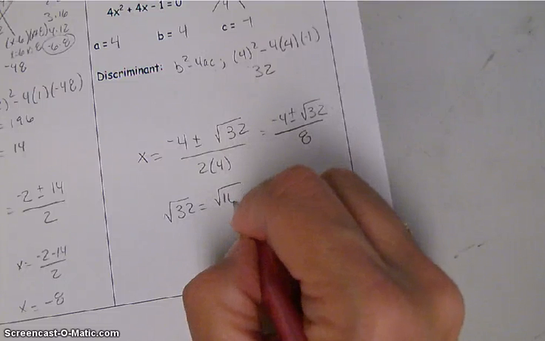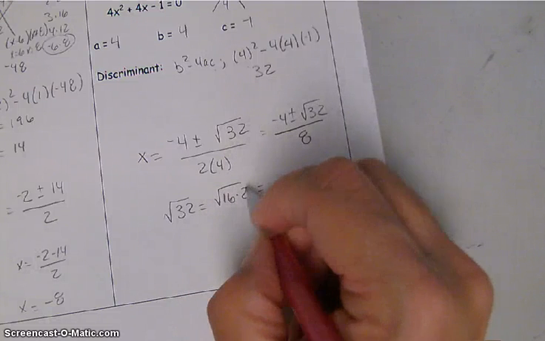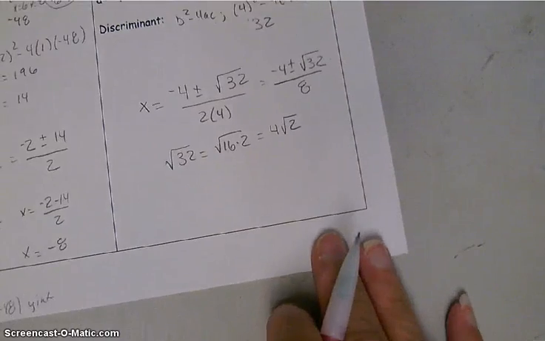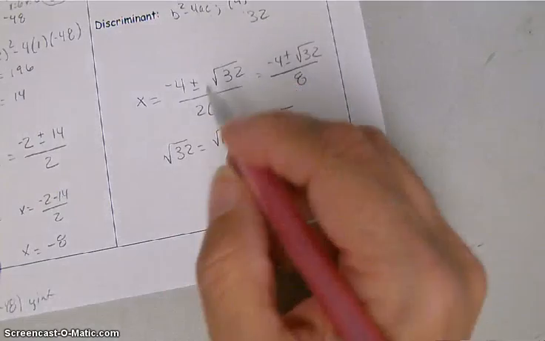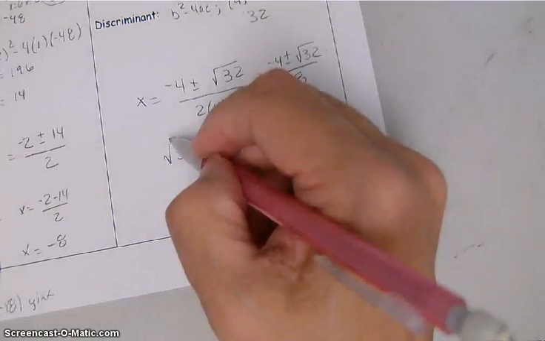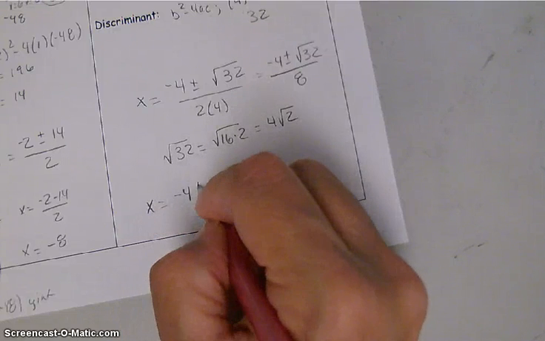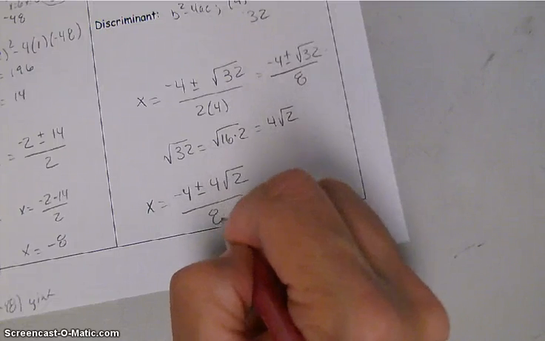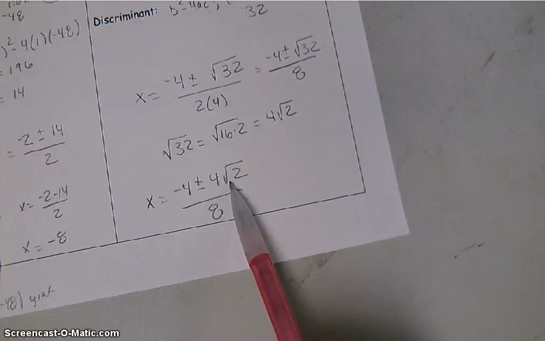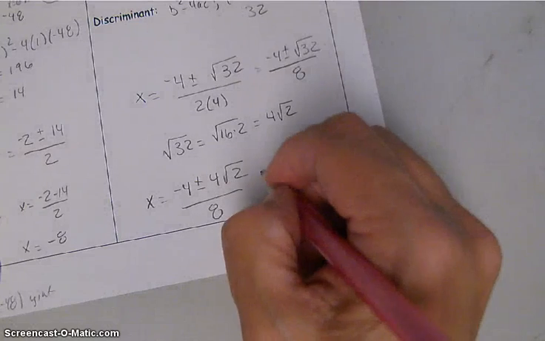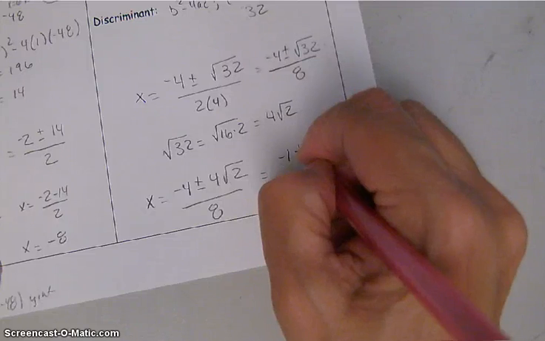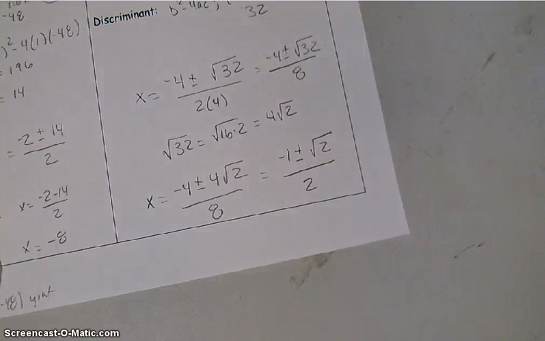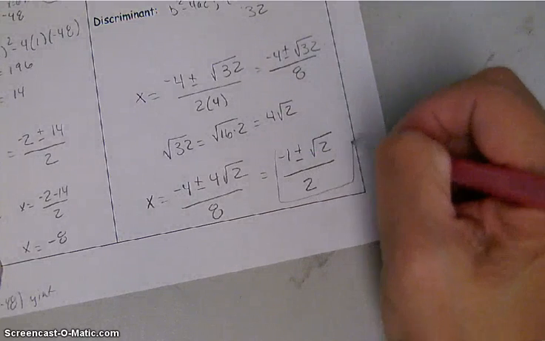So this would be the square root of 16 times 2, which would equal the square root of 16 is 4, so I bring that out for radical 2. So now I'm going to put that back into where it was. So this came from here. So I'm going to put x equals -4 plus or minus 4 square root of 2 all over 8. And we can simplify that because I can see 4, 4, and 8 are all divisible by 4. And I get -1 plus or minus the square root of 2 all over 2. And that's my final answer. I can't simplify it anymore.